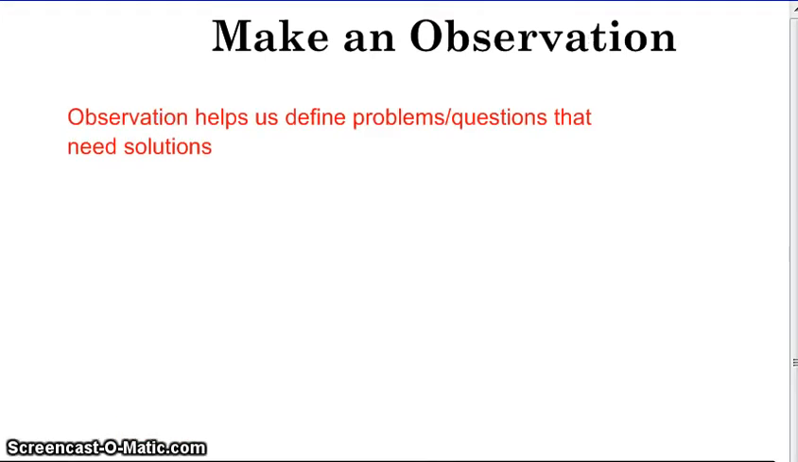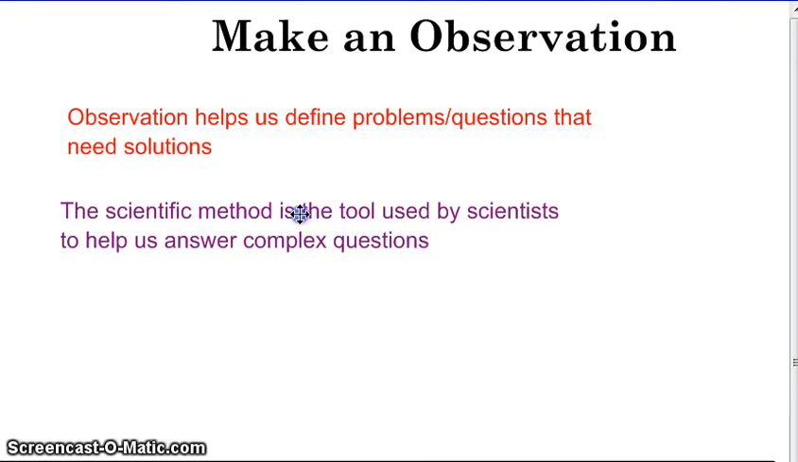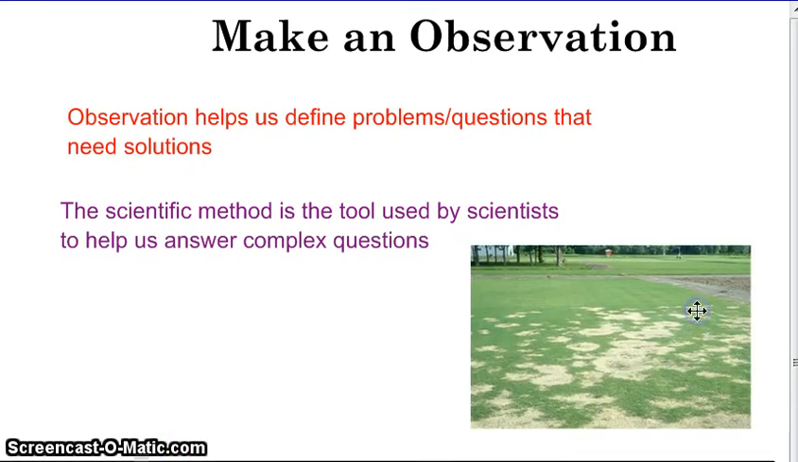Observations help us define problems and questions that need solutions, and the scientific method is the tool that scientists use to help us answer complex questions. So next to what an observation is, you will want to jot down some notes about what an observation is and how the scientific method helps us with that. So just to illustrate the point, I have an example here.